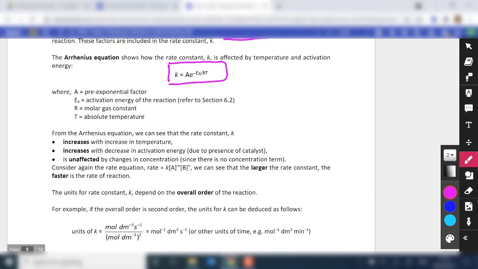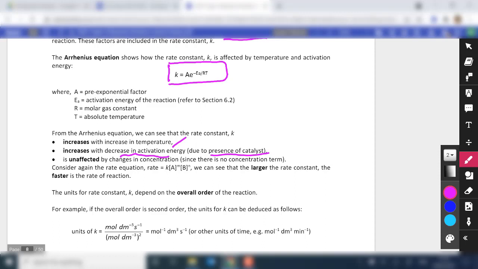From this equation, you know that if I increase temperature, your rate constant will increase. If the activation barrier is lowered, it's changed due to the presence of a catalyst, of course the rate constant will increase as well. But any change in concentration will not actually affect the rate constant. Remember this. Why?